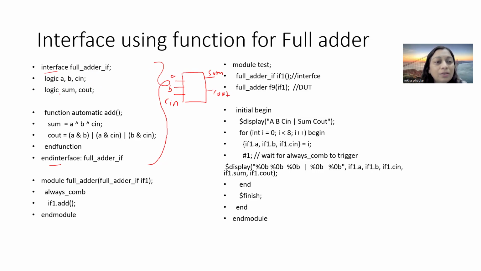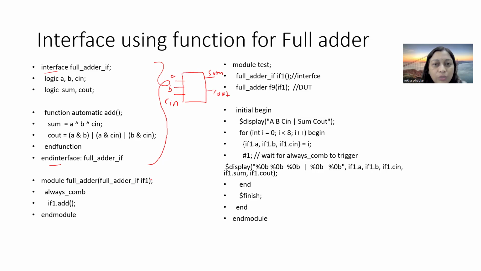Other than the components being bundled, we also have added a function which does the evaluation of sum and cout. The name of the function is add, and it's automatic. You know the concept of a function with automatic and without automatic; by default, they are static in nature. We have understood all those topics related to function and task in our earlier presentations. Inside the function, I have declared sum as A XOR B XOR Cin and cout as AB or ACin or BCin, end function. This is the evaluation which is done by the add function.